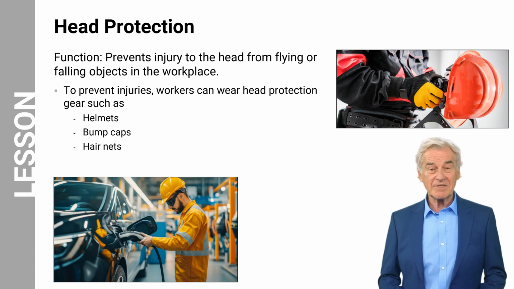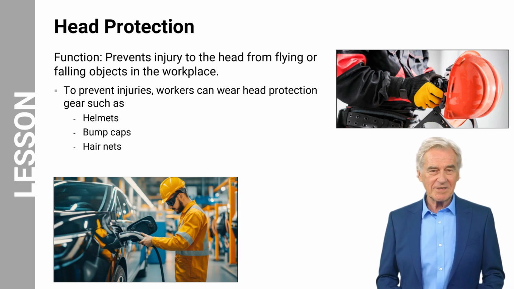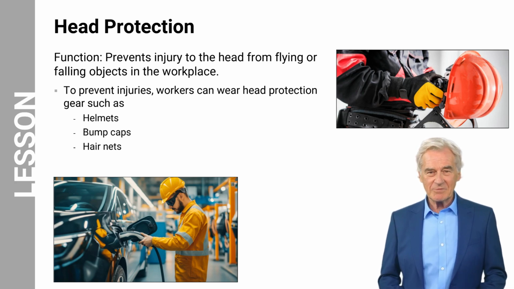The next personal protective equipment is head protection. Whether at home or work, head injuries are common. Head injuries typically occur because of falling or flying objects in the workplace or by bumping into objects such as exposed electrical conductors or low-hanging obstructions. A worker's hair could get entangled in machinery, and this can cause serious injuries and pain. Workers must wear helmets, bump caps, or hair nets to prevent such injuries.